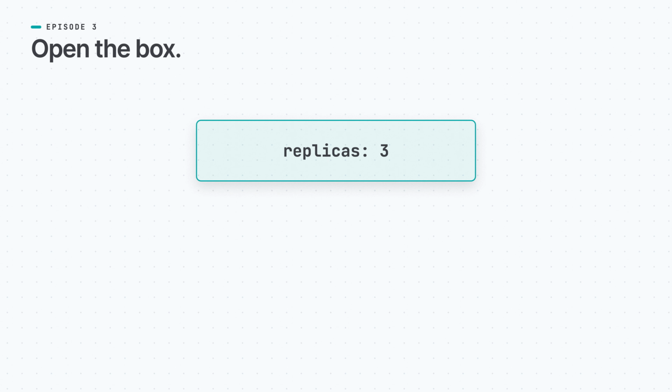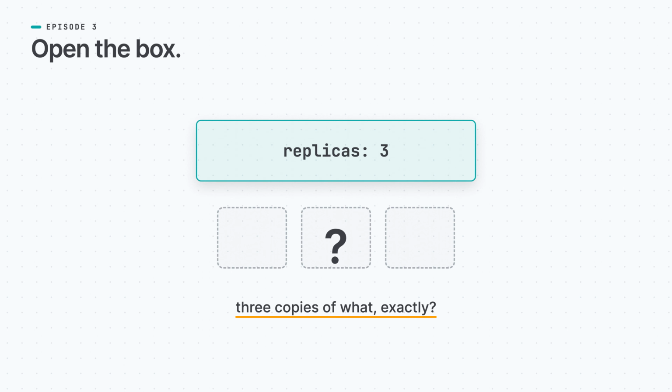Here is something that surprises almost everyone. Kubernetes never runs a bare container, not once. You asked it to keep 3 healthy copies running and it did. But 3 copies of what exactly? Not what you would guess. So today we open the box.